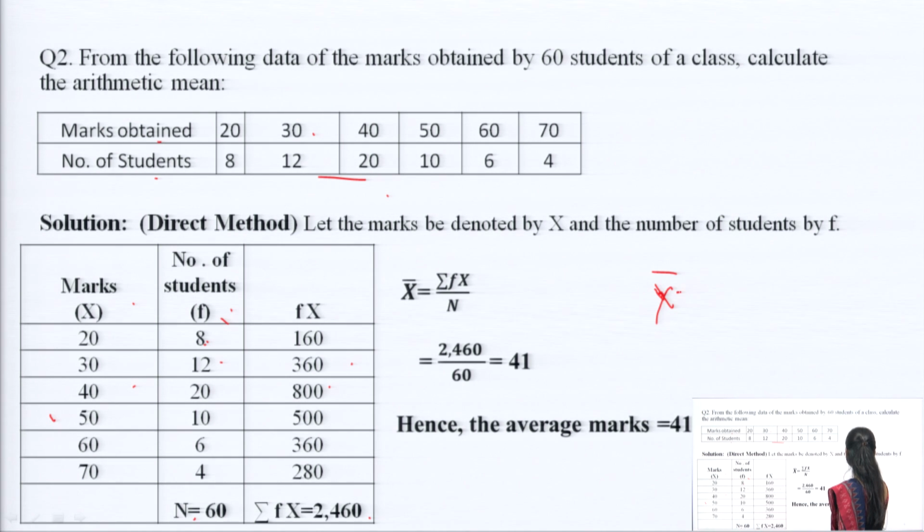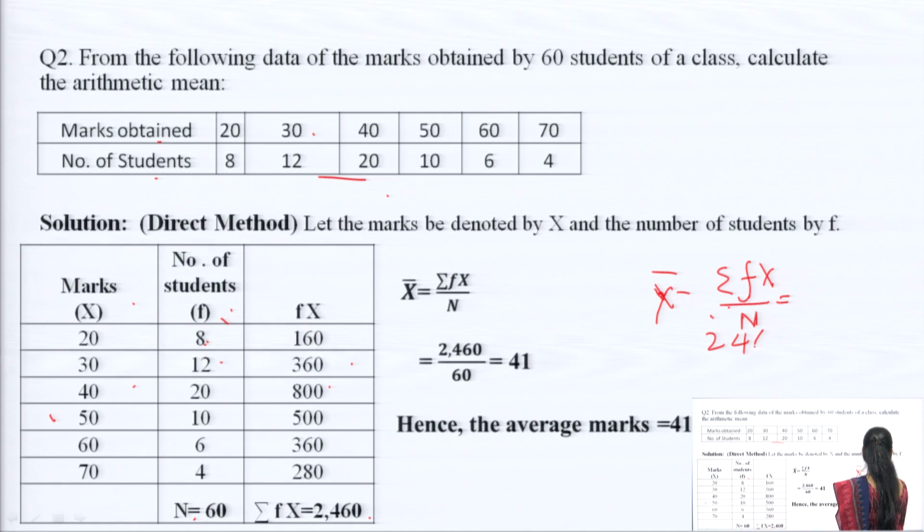My formula says x bar is equal to summation of f x whole divided by n. So I have 2460 divided by 60, which gives me 41. So the average marks obtained by the students in the class is 41.